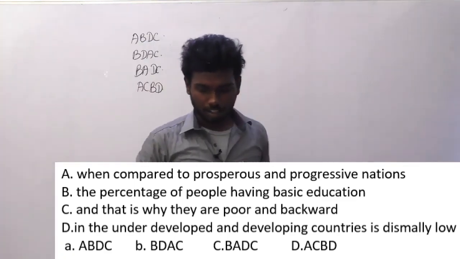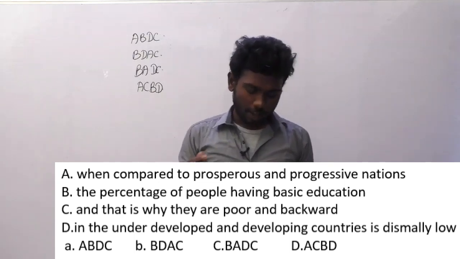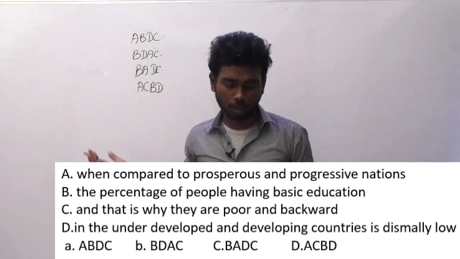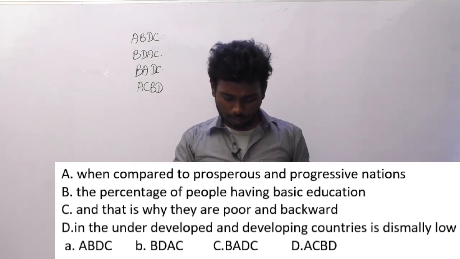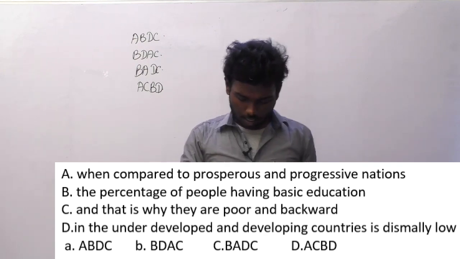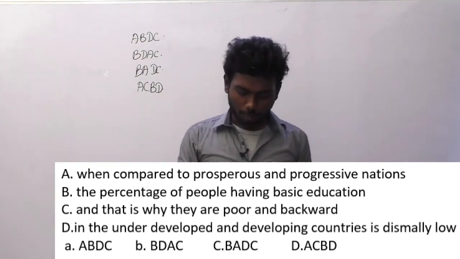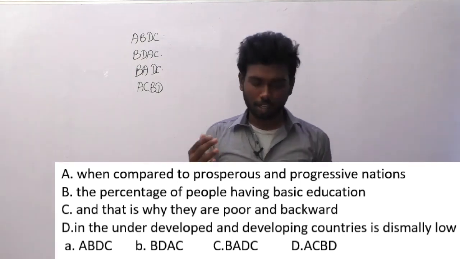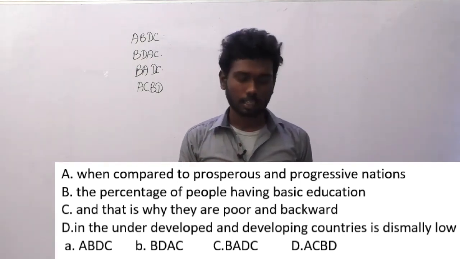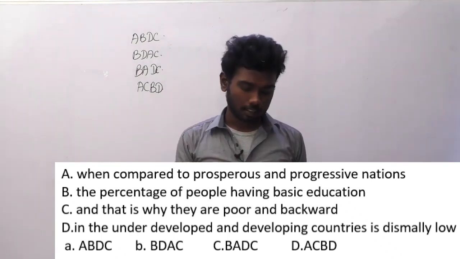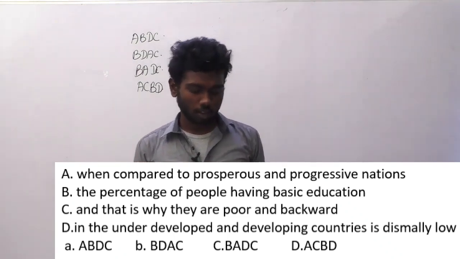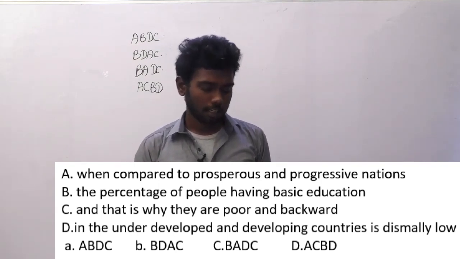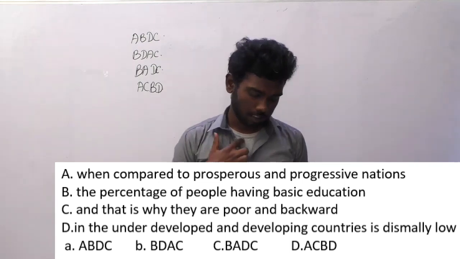These are the options given here, and depending upon the clues I have taught here, you have to check the sentence which comes first. And it is clear that when compared to prosperous and progressive nations is the sentence which is going to come first, because look at the third sentence, it starts with a connector, and the final sentence also starts with the word in, and so sentence A is going to come as the first one.